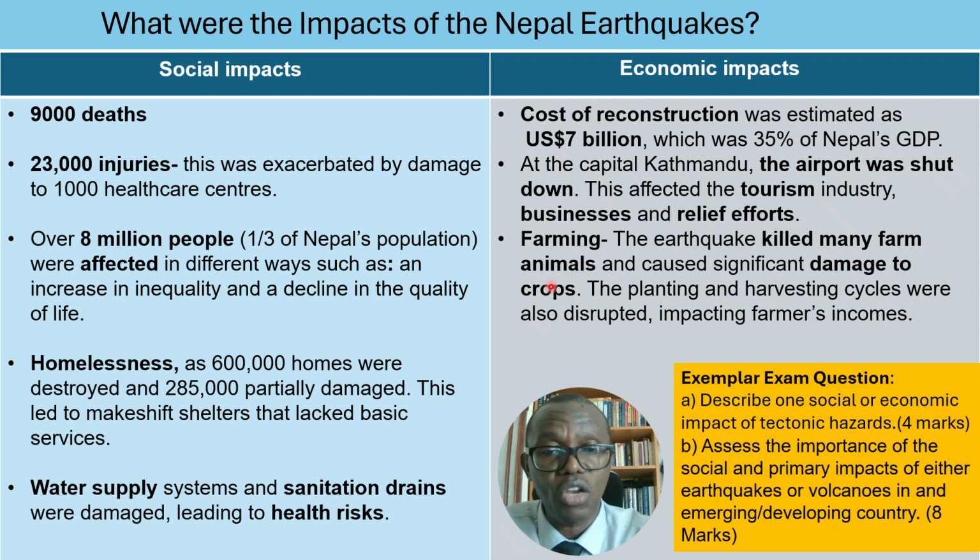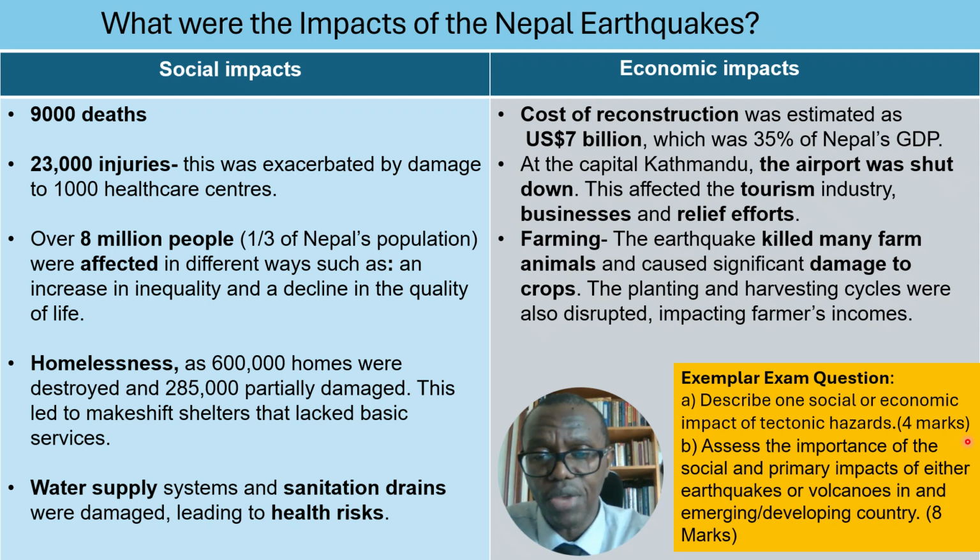Then lastly, the last economic impact was on farming. The earthquake killed many farm animals and caused significant damage to crops. The planting and harvesting seasons were also disrupted, and this impacted farmers' incomes. So you can see that there was great economic impact as a result of this earthquake. Or well, these earthquakes, because there were 2 of them.